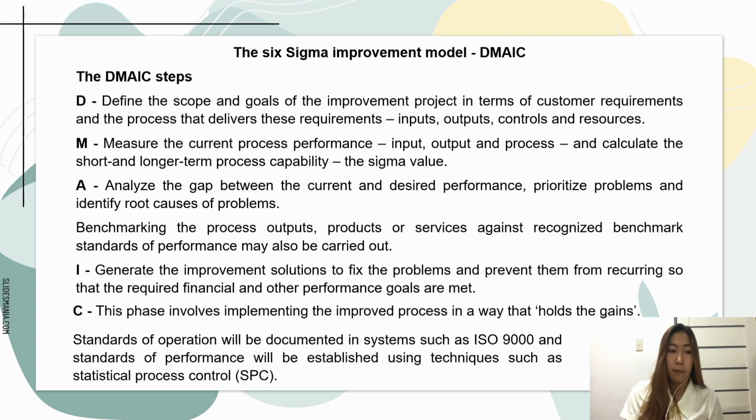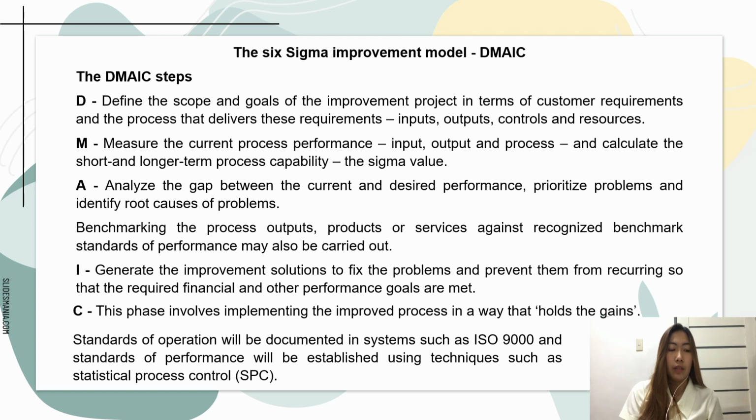The next is M, measure the current process performance, input, output, and process, and calculate the short and longer term process capability, the sigma value. The next is A, analyze the gap between the current and desired performance, prioritize problems, and identify root causes of the problems. Benchmarking the process outputs, products, or services against recognized benchmark standards of performance may be carried out also.